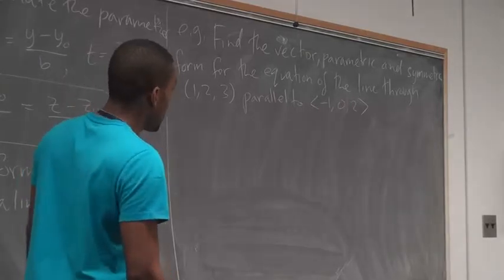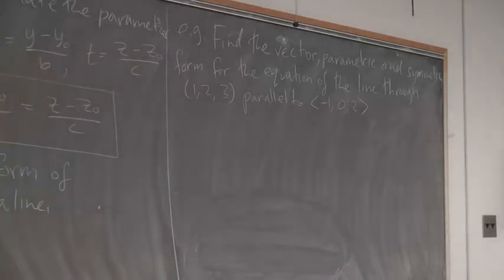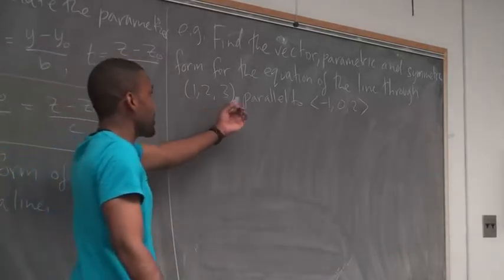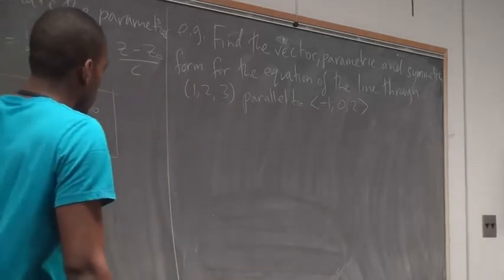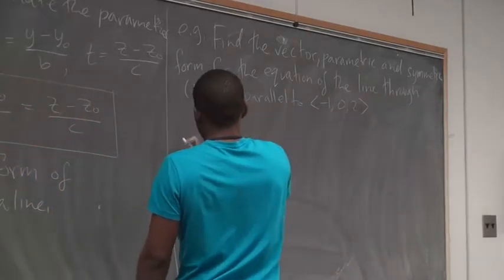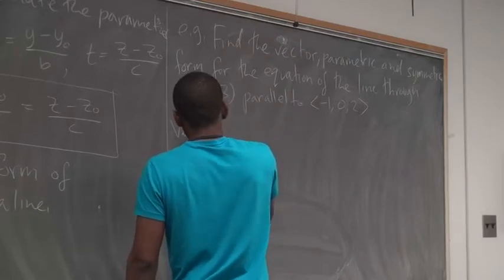So what do we need to find the equation of a line? A point and a direction. And they actually told us that. Point and a direction. Good. So we don't have to do that much work. We can sort of just plug it into our formulas. So let's talk first about the vector form.